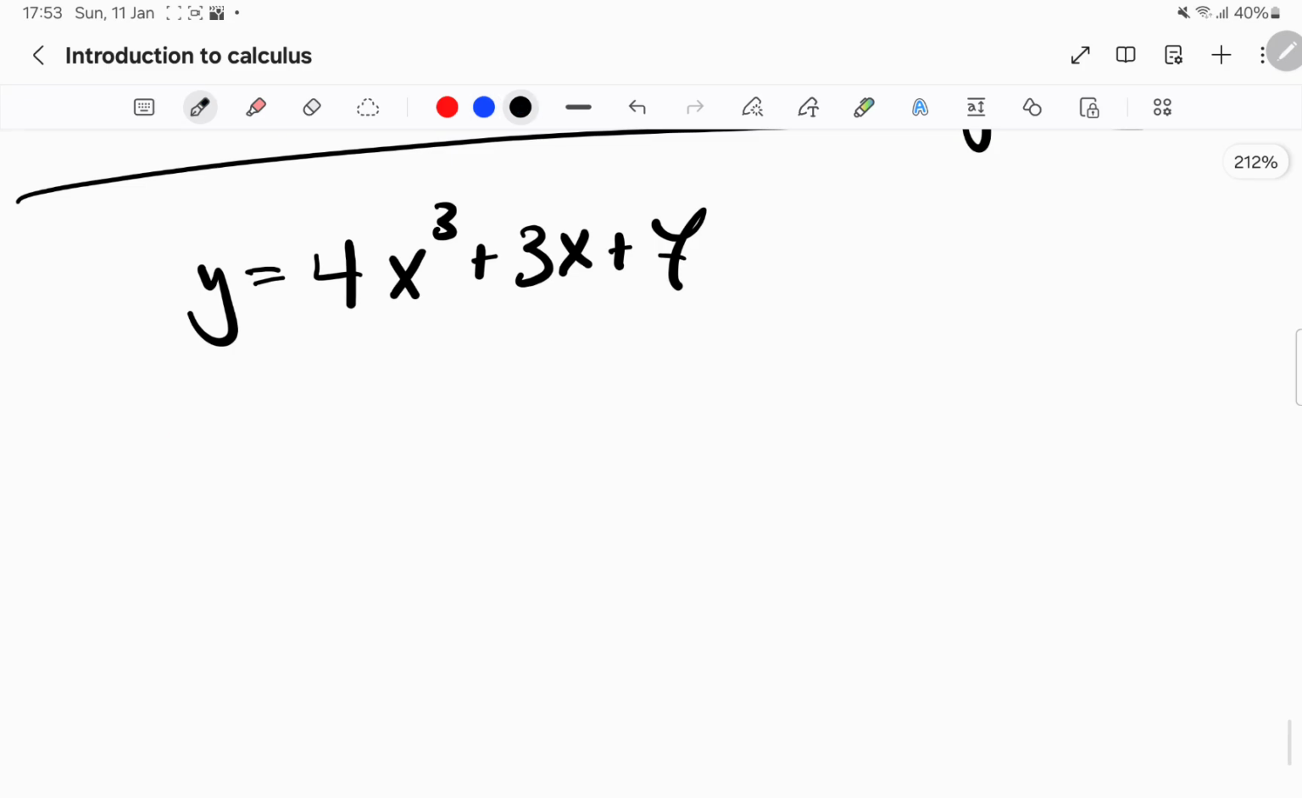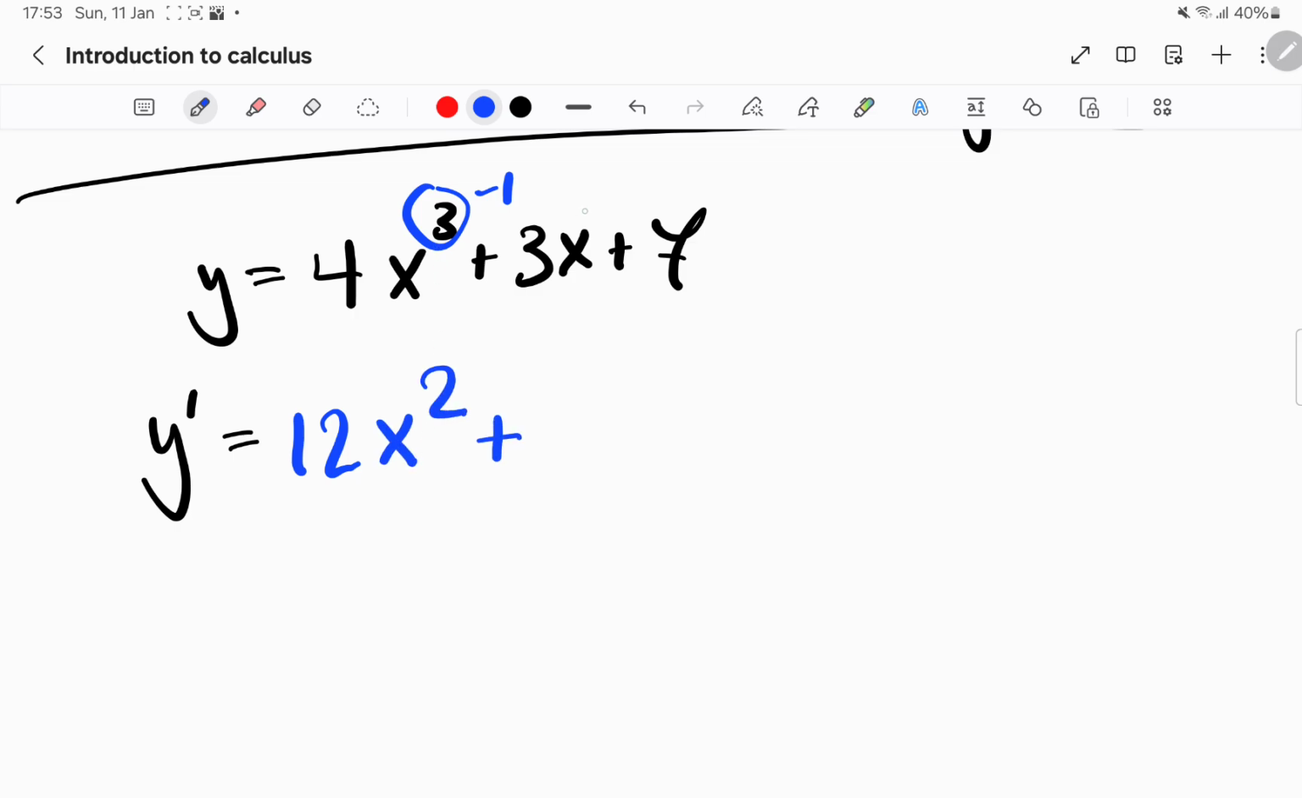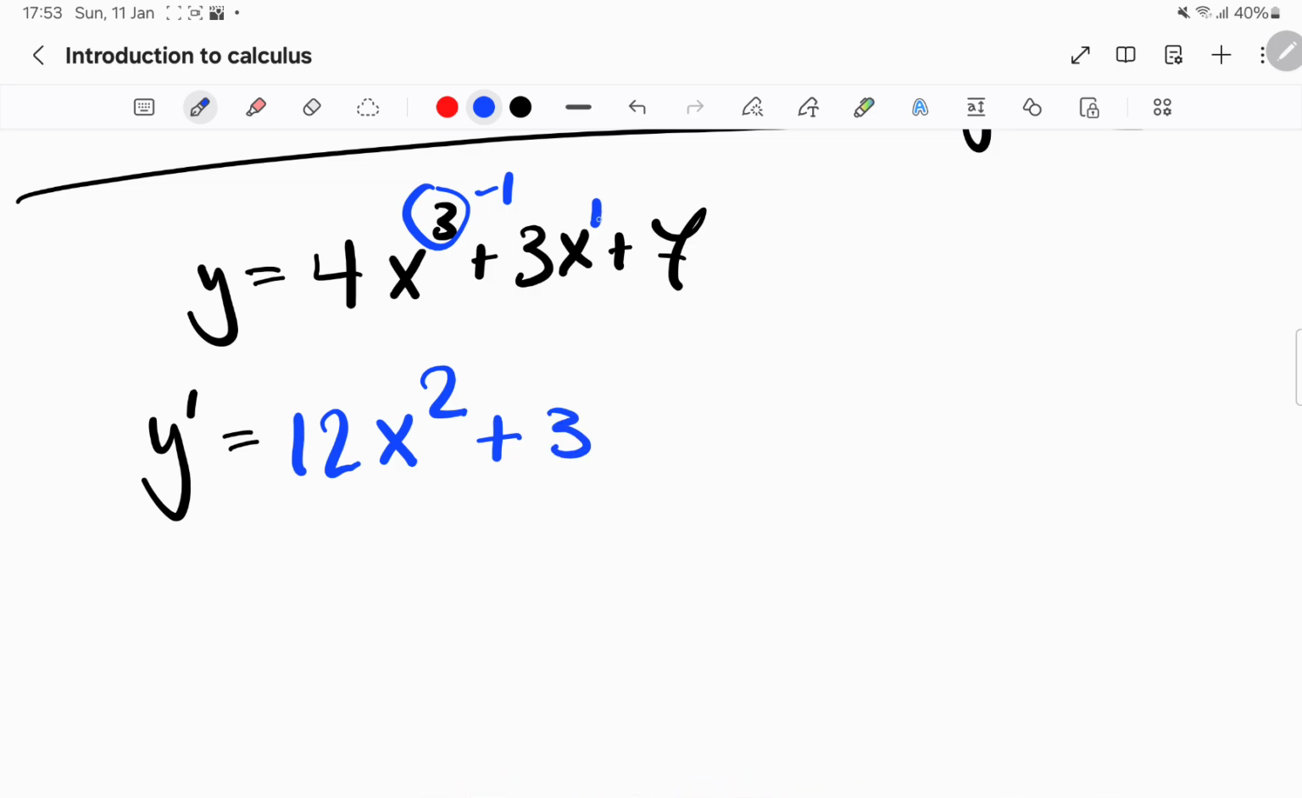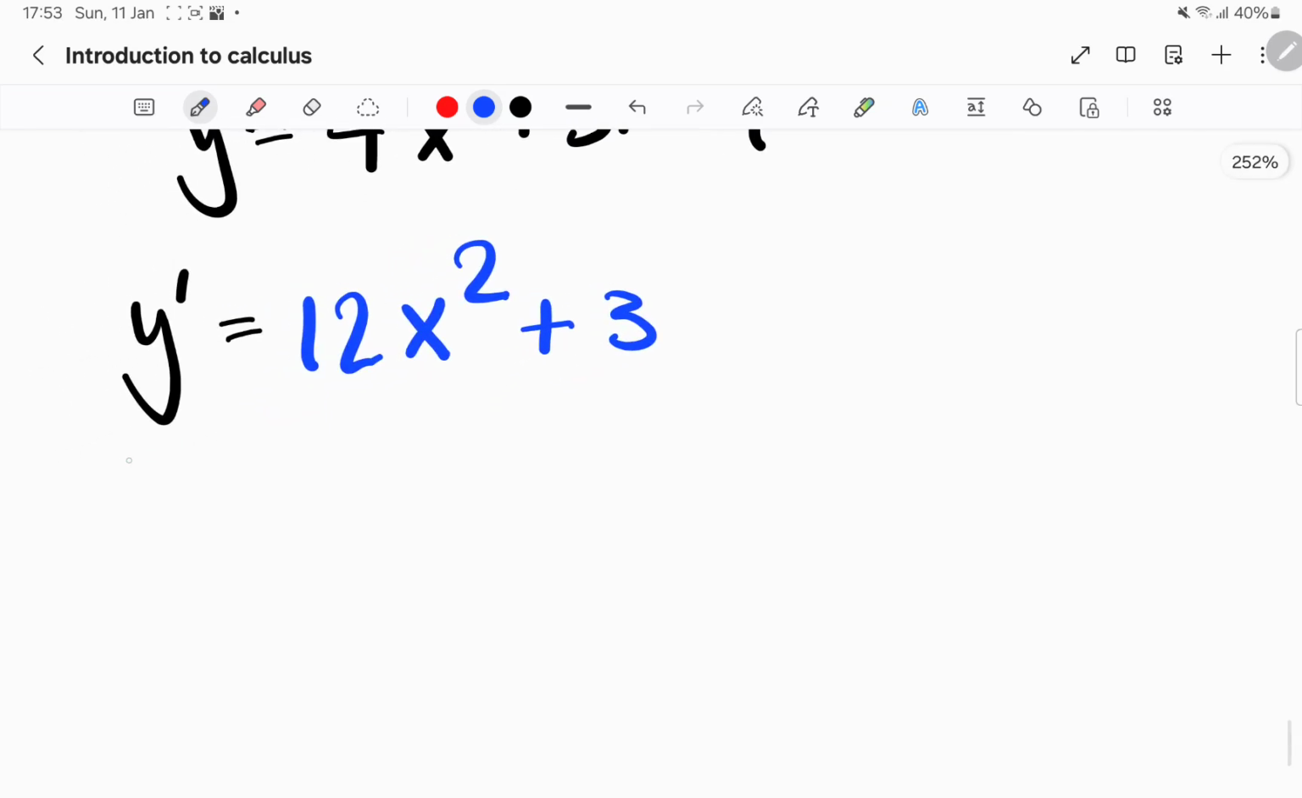Let's say we want to find the derivative of y. So I want to find y prime. Okay? Because remember, you multiply by the exponent and then you subtract 1 from the exponent. So we multiply 4 by 3, we get 12x, then 3 minus 1, squared. Remember, x to the 1, 3 by 1 is 3. 1 minus 1 is 0, so there's no x. Okay? This is a derivative.